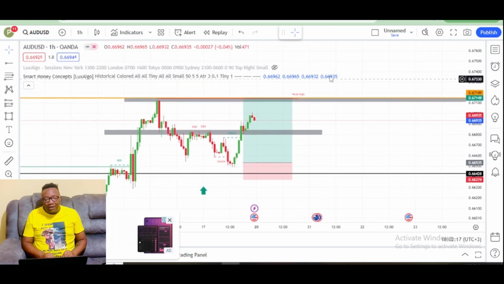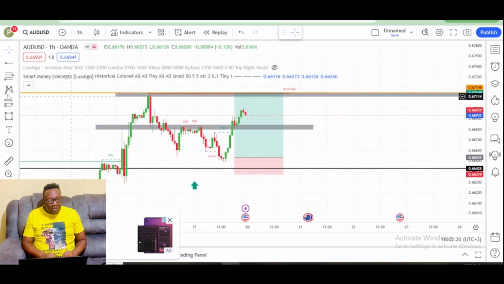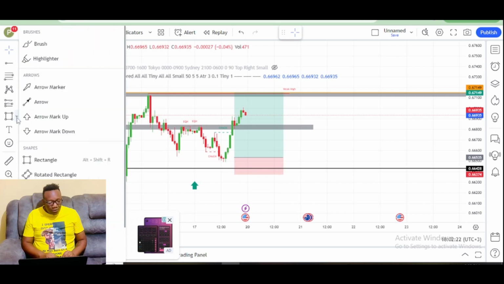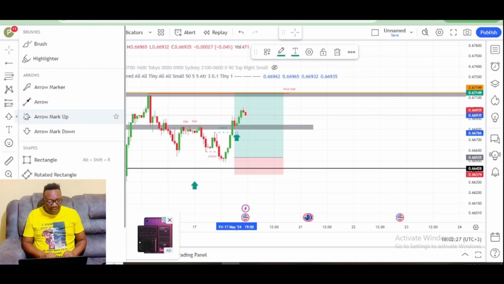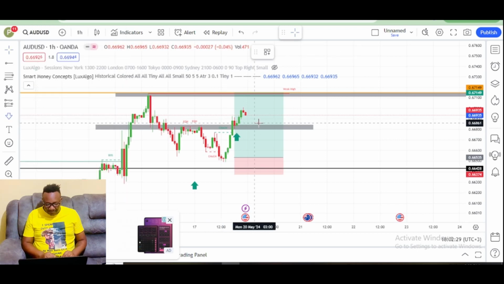So what I'll do, I'll wait for the market to stay above this level here, to stay above that level here. You get rejected here.